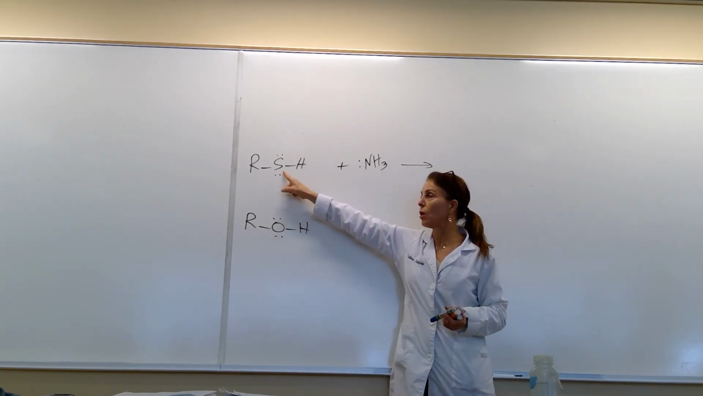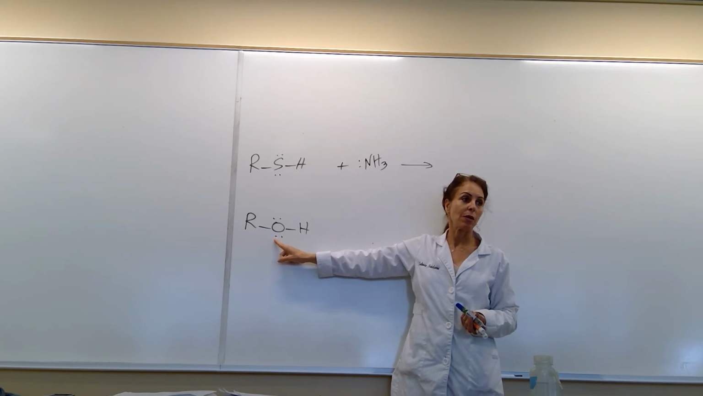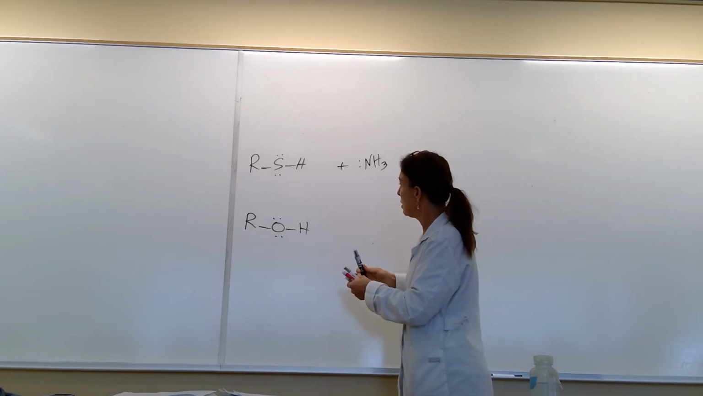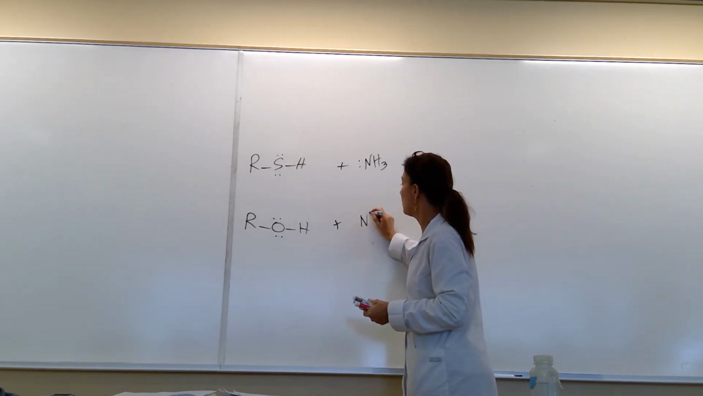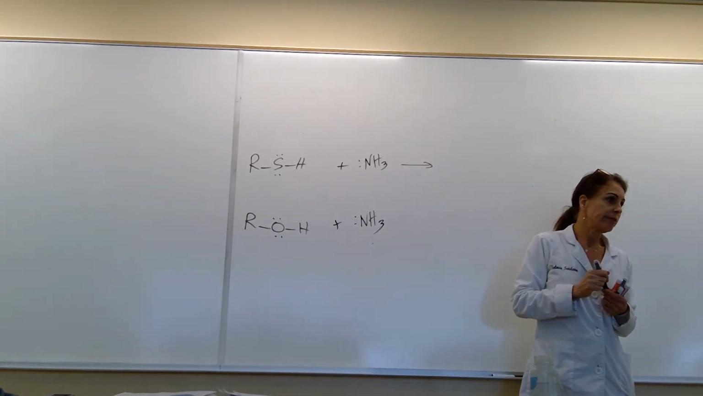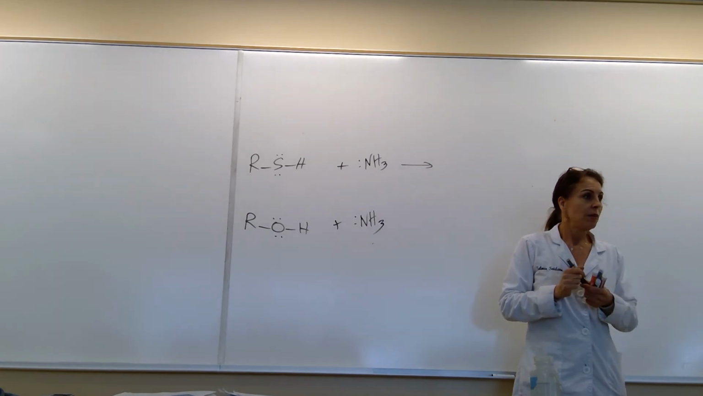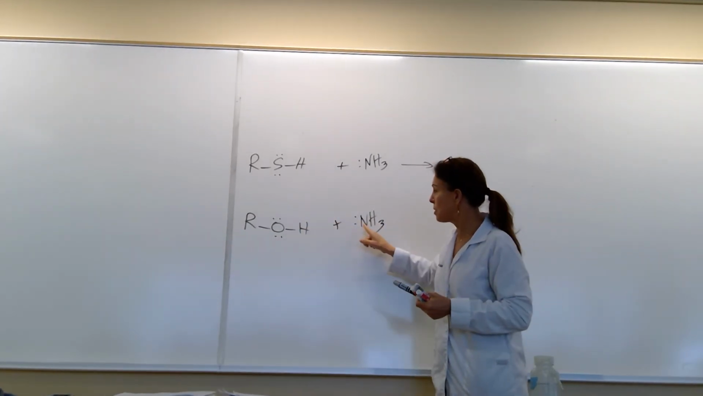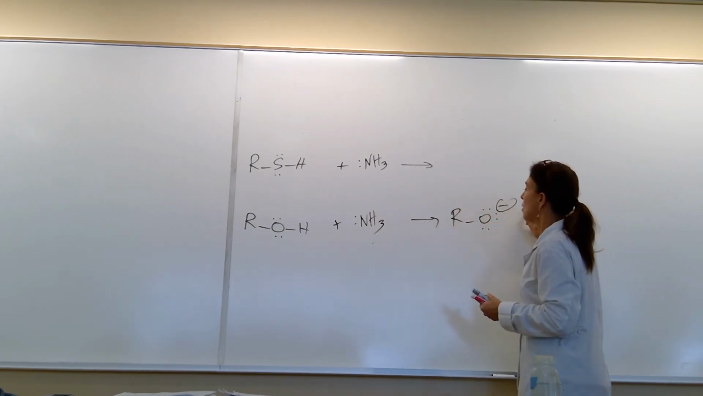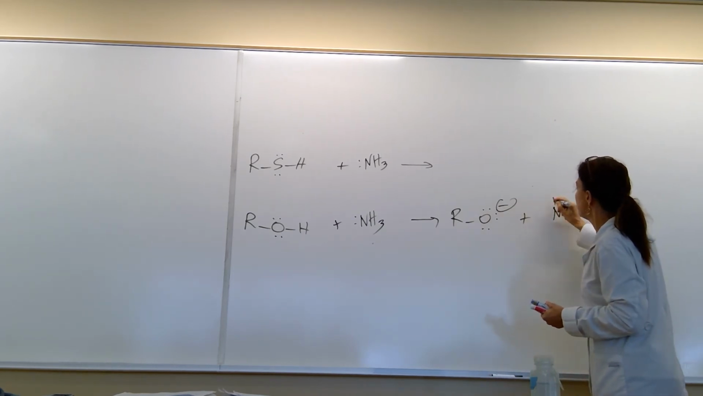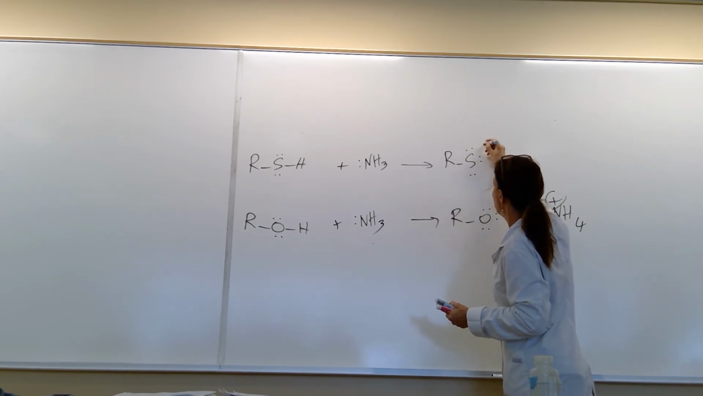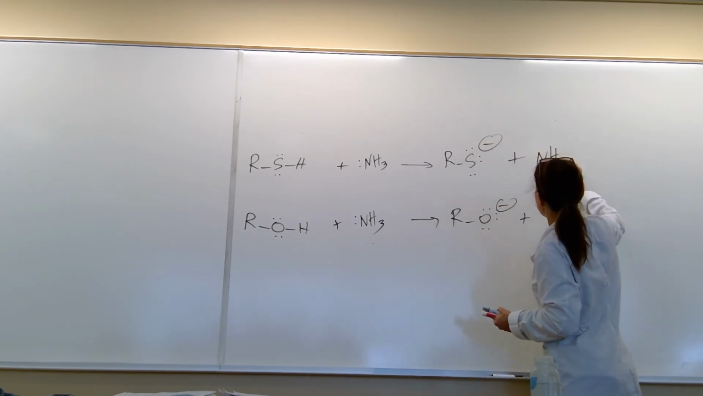This is much bigger than this, so which one would break faster? If I put ammonia in the presence of an alcohol, you can wait a million years. It's not going to work, because the size of the bond is not that different, to get RO minus plus NH4 plus. Whereas here, you end up with RS minus plus NH4 plus.